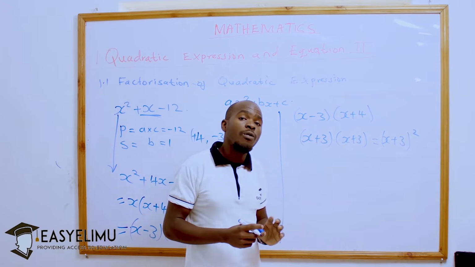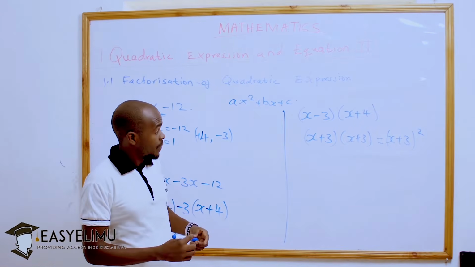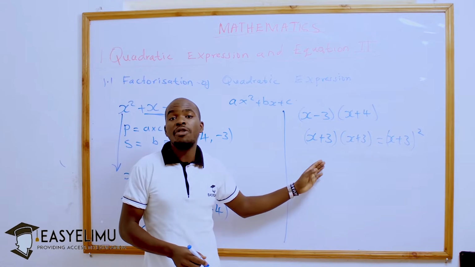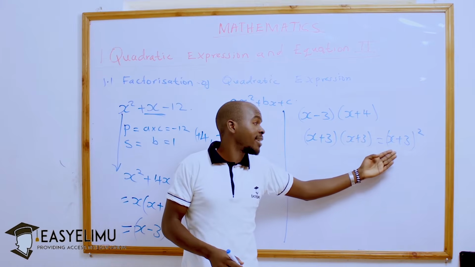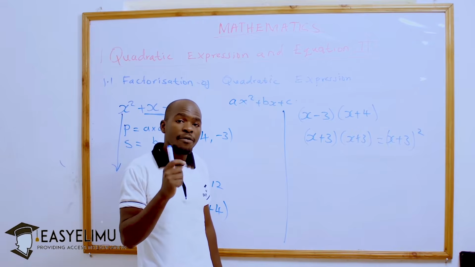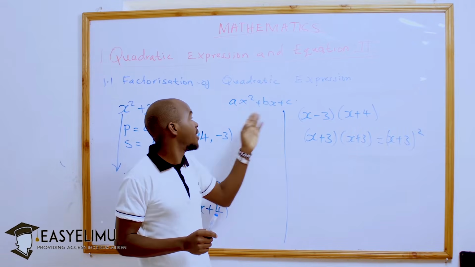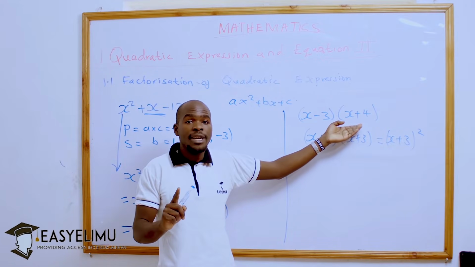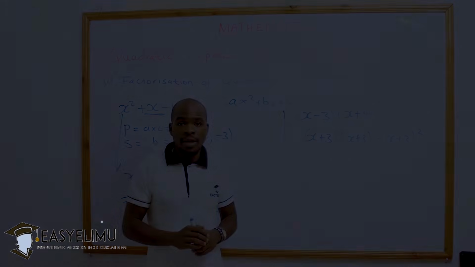So if you factorize any kind of quadratic expression and you find out that it is giving you two identical factors, like ours here, then you know that it has given you a perfect square. But if it doesn't, for instance, this expression gave us x minus 3, x plus 4, which are not identical, then it is not a perfect square.